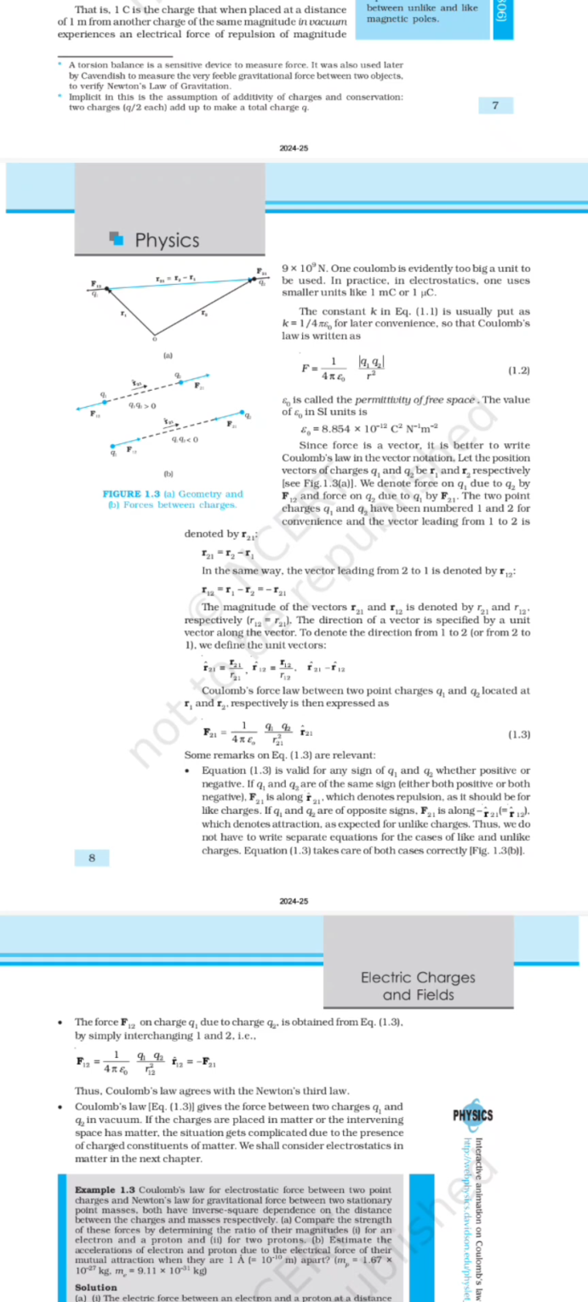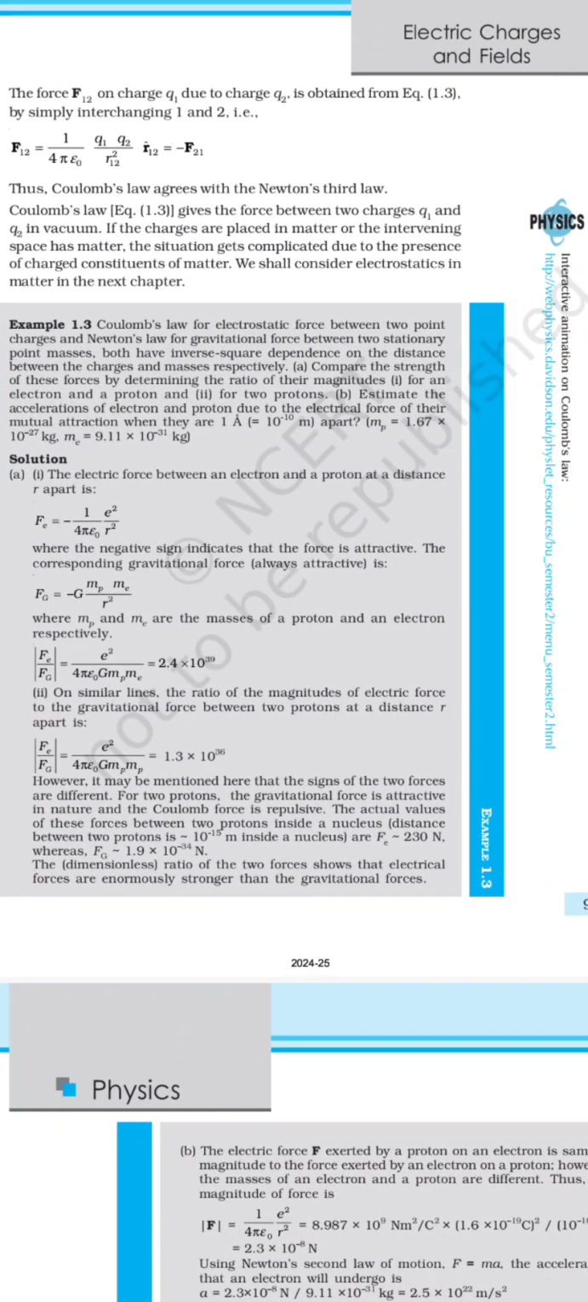Okay, so F12 is minus F21. Coulomb's law agrees with Newton's third law. The forces between the two charges q1 and q2 are in vacuum. Example 1.3: Coulomb's law for electrostatics between two point charges and Newton's law for gravitational force between two stationary point masses both have inverse square dependence on the distance between the charges and masses.